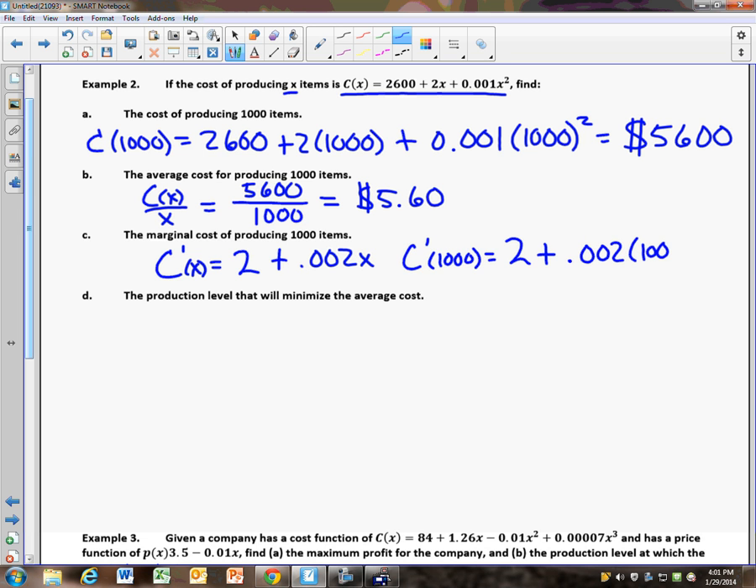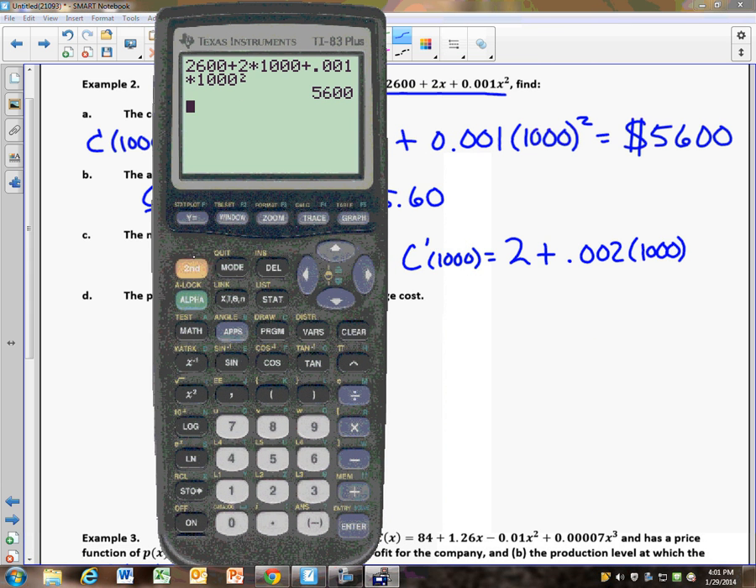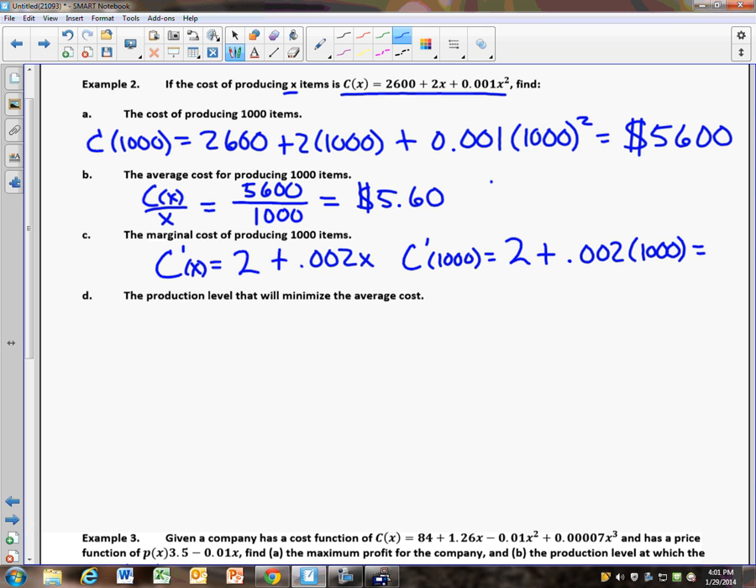And you want to know C prime of 1,000, which is equal to 2 plus 0.002 times 1,000. So that's 2 thousandths times 1,000, which is 2. If you don't believe me, try it on your calculator: 2 plus 0.002 times 1,000. You just get 4. So 2 plus 2 is 4. So the cost of producing the 1,000th item is $4. Now that makes sense. It costs probably a decent amount of money to produce the first few items. You're not very efficient then. But by the time you get to 1,000, you're maybe down to $4 an item. Average cost overall, that was $5.60.